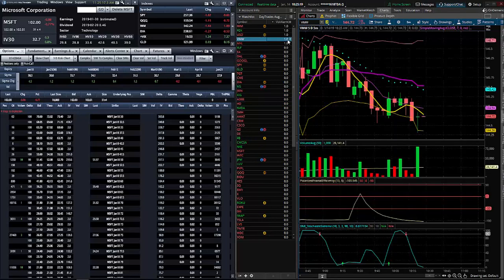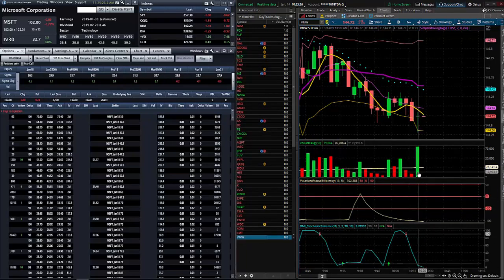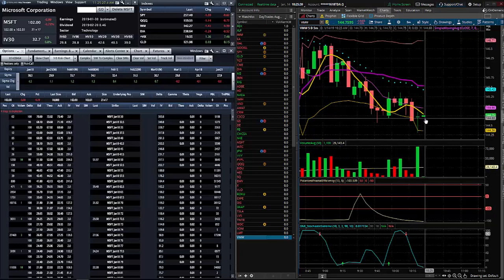Okay, VMW. This is pinned down. This is pinned down. That's good. Volume is good. We're sitting here right on the hull. This would be something that we could do.